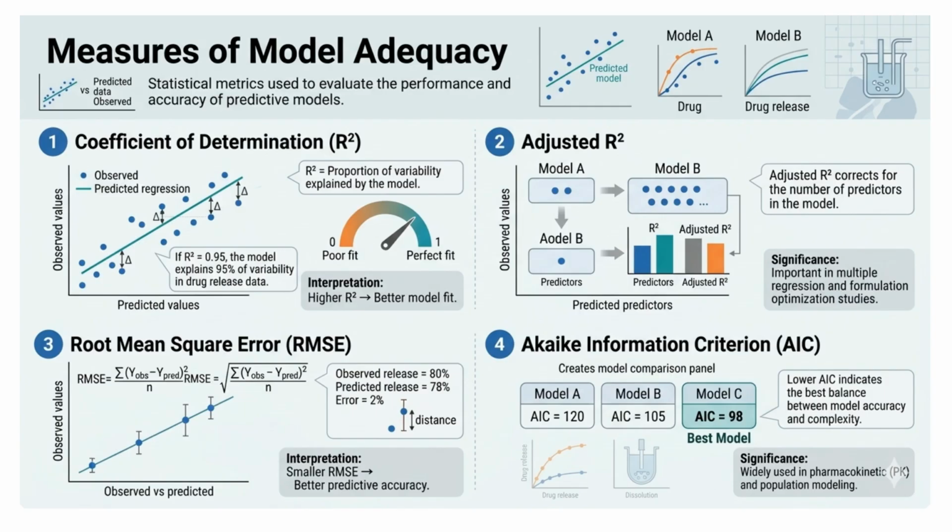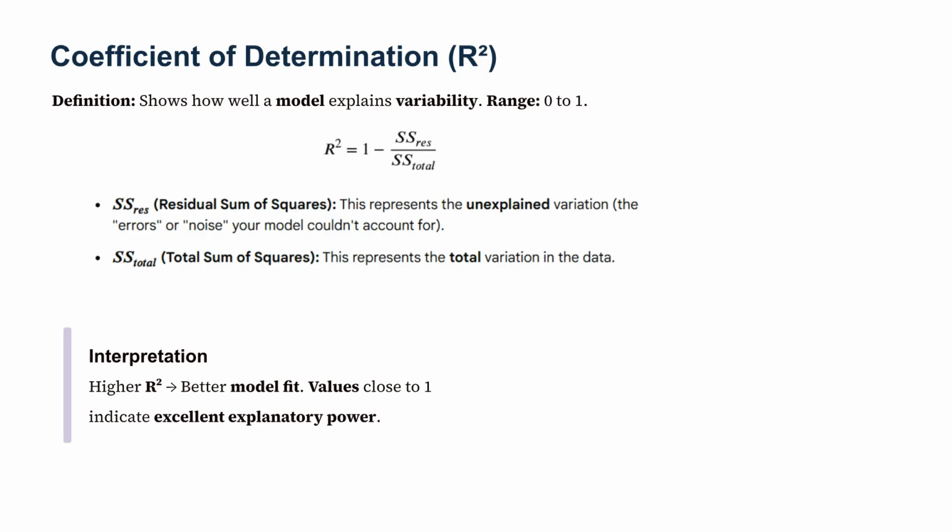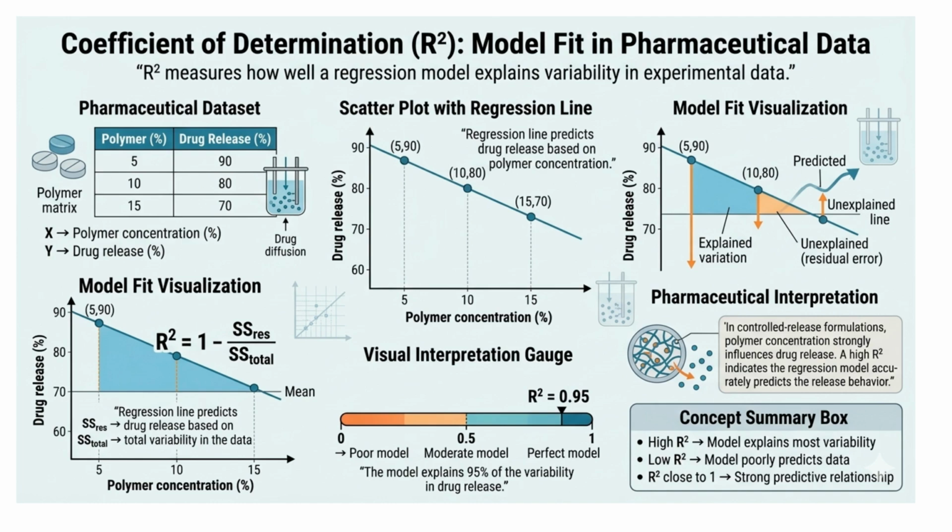The coefficient of determination, R-squared, shows how well a model explains variability in the data. Its range is from 0 to 1. A higher R-squared value indicates a better model fit, with values close to 1 showing excellent explanatory power. This chart illustrates how R-squared values reflect the data spread around the regression line. A value of 1 indicates a perfect fit, while a value of 0 indicates no linear relationship.